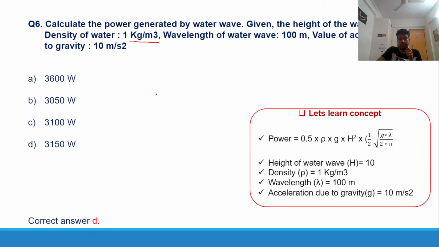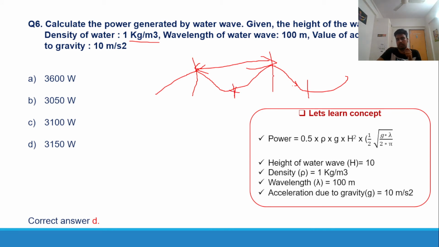The wavelength is the distance between two crests. The down thing is called the trough, the top thing is the crest. Waves are like this, so the distance between two troughs or two crests is called the wavelength. The wavelength of the water wave is 100 meter. The value of acceleration due to gravity is 10 meter per second square, the g value. So how much is the power generated by the wave?